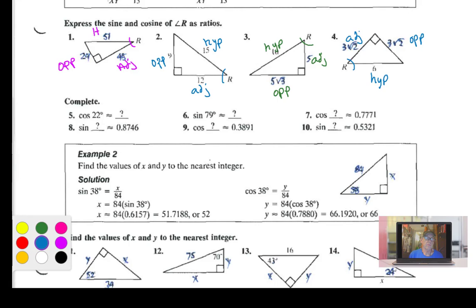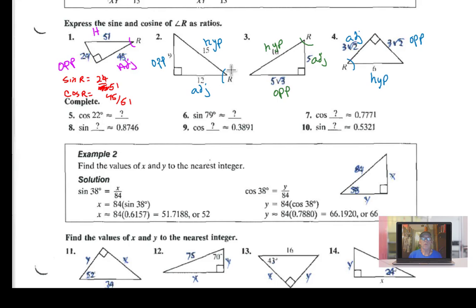So express the ratios. Do these in red. Let's see. Sine of r, opposite over hypotenuse, 24 over 45. And cosine of r equals adjacent over hypotenuse. I told you wrong on this other one here. This should be 51 for the hypotenuse. Got to be careful about the hypotenuse. And for cosine, we have adjacent, which is 45, over hypotenuse, which is 51.